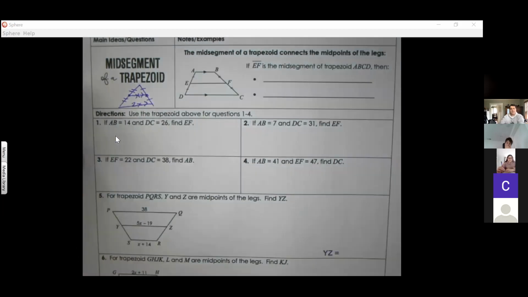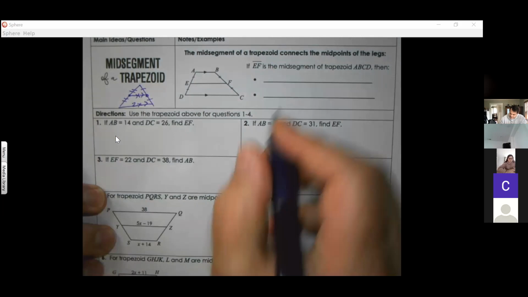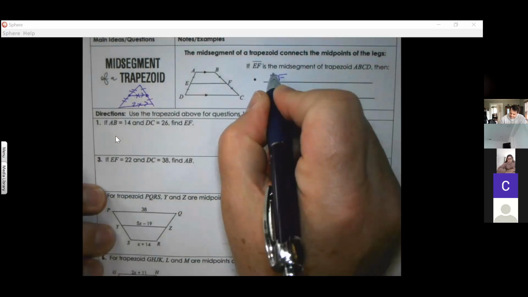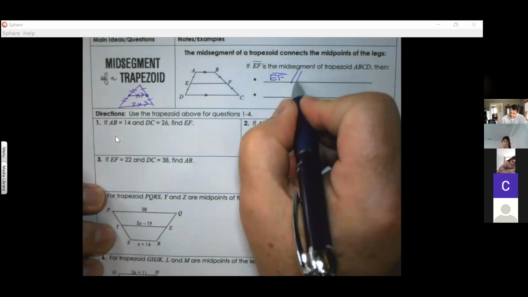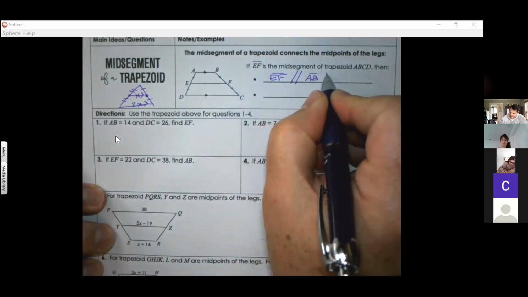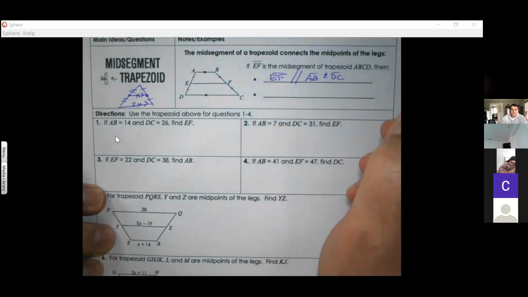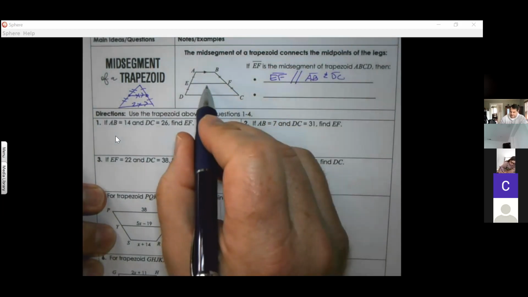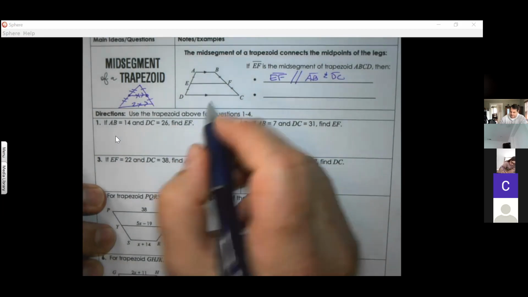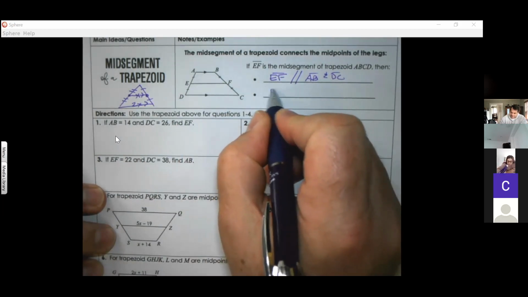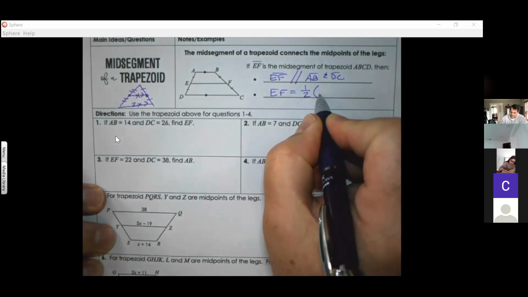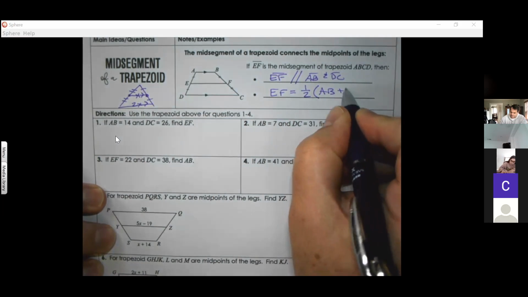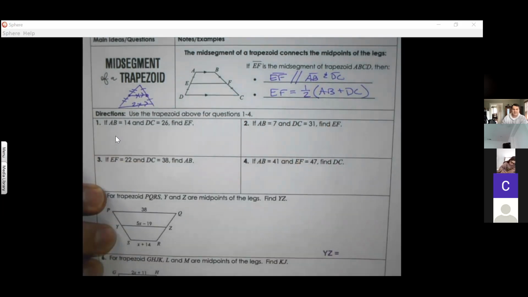So today we're doing the same thing with trapezoids, and it has some similar features. The first is that EF, the mid-segment connecting the midpoints of the sides, is parallel to both AB and DC. But instead of it being half this space or half this space, it's the average of those 2. So this is our most important formula. EF is 1/2 of the sum of AB plus DC.